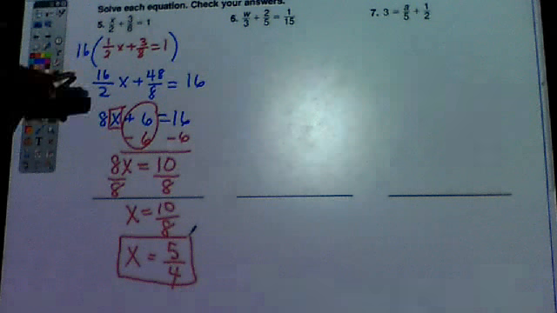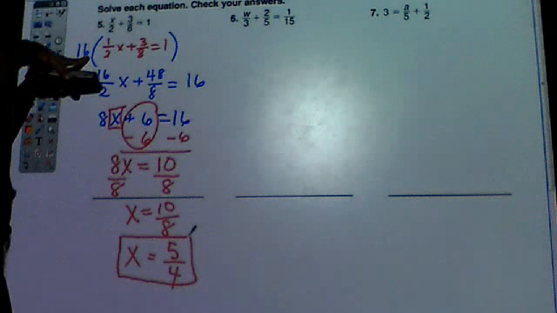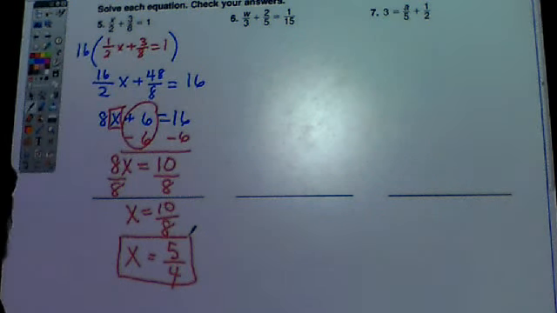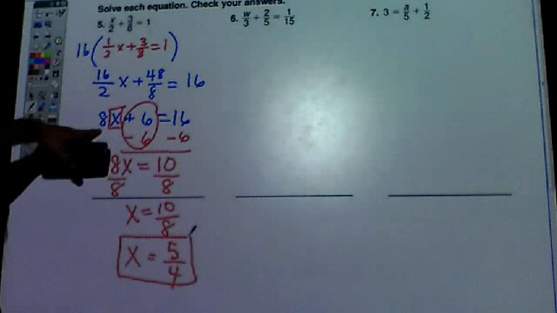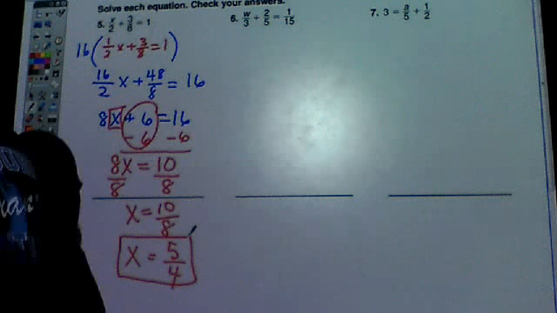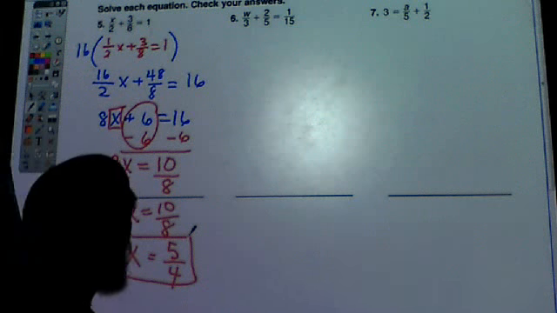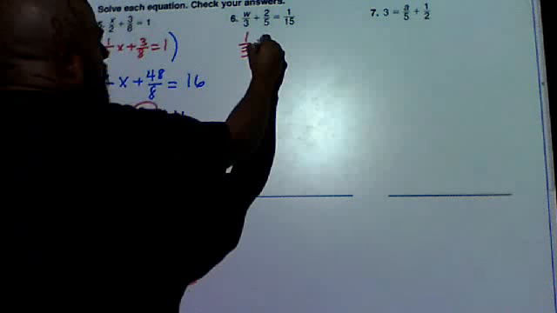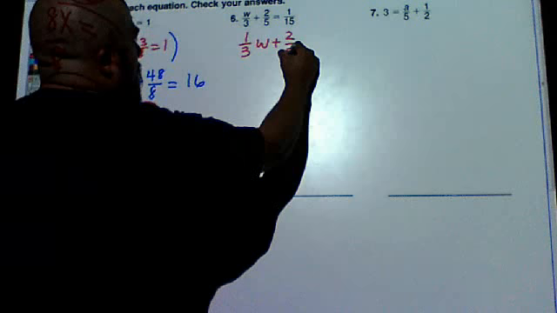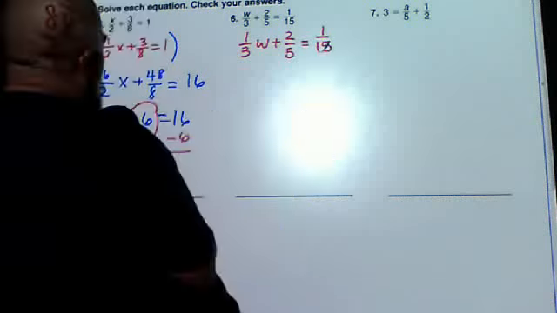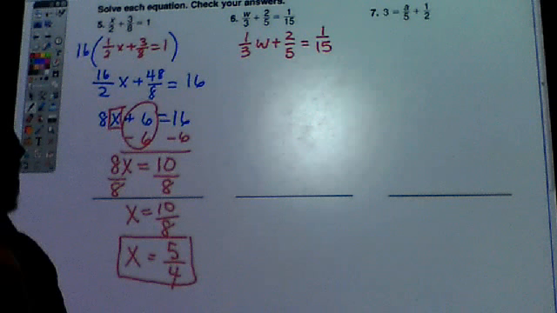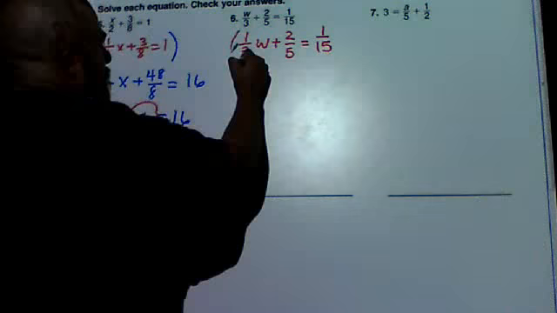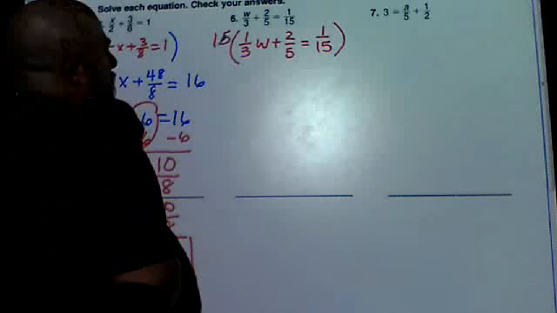So let's recap. First thing I need to do is find a lowest common denominator for each number. I multiply it by each number in my equation, reduce the fraction, and then I can solve it like a two-step equation. So let's look at number 6. Rewrite it as 1/3 w plus 2 over 5 equals 1 over 15. Let me think. What? 15. So I multiply each one by 15.